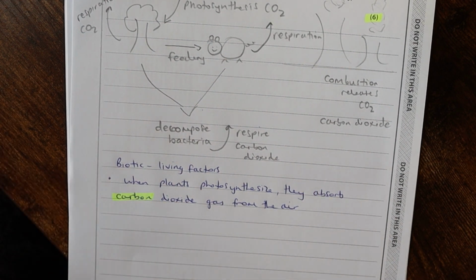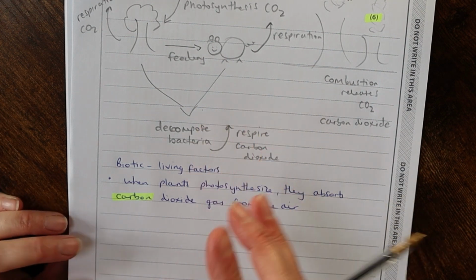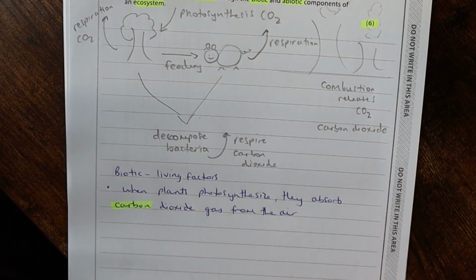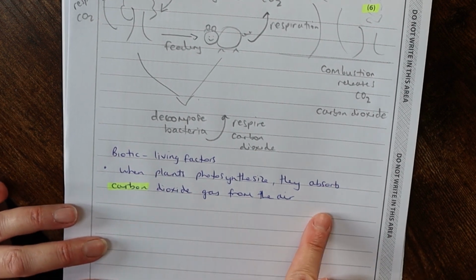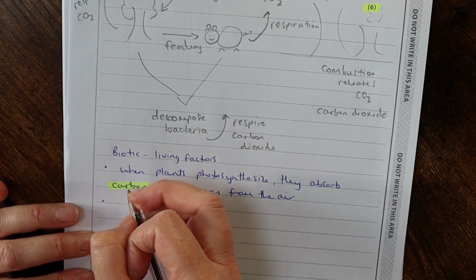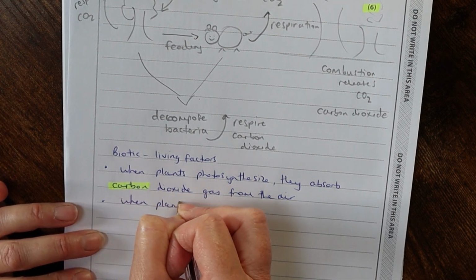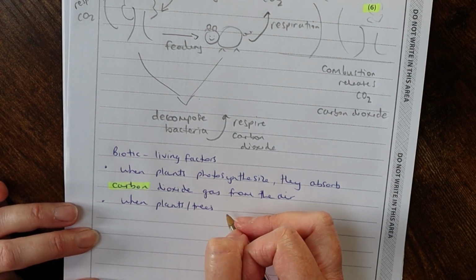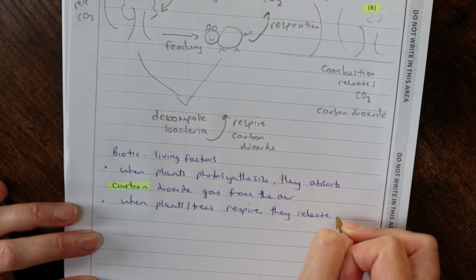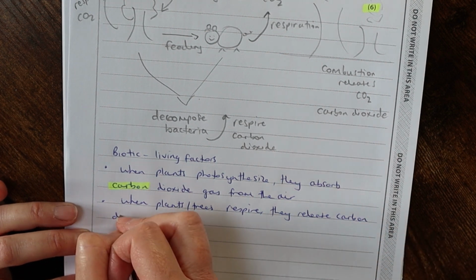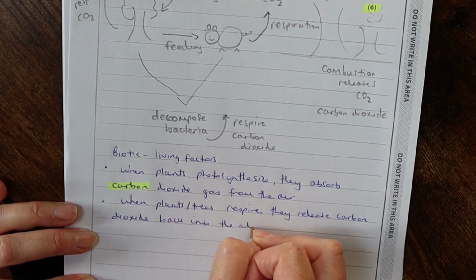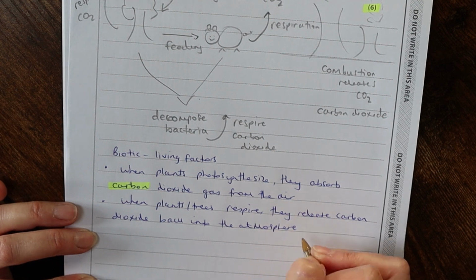So that is carbon being taken from the air, and it can be locked up. If you think about trees, the carbon can be locked up in trees for hundreds of years until it gets chopped down. So absorb carbon dioxide gas from the air. Now, don't forget that when they respire, so it could be plants, it could be trees, it's anything that can photosynthesize, when plants and trees respire, they release carbon dioxide back into the atmosphere.